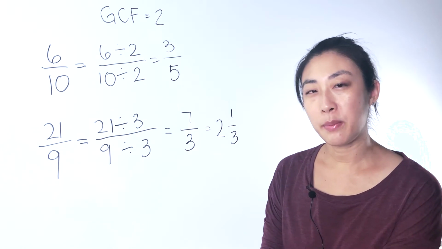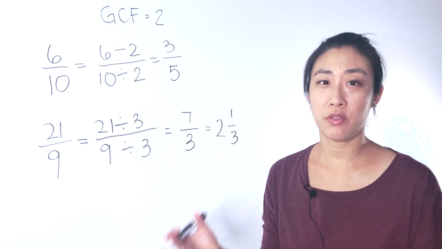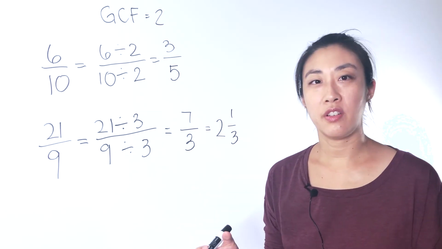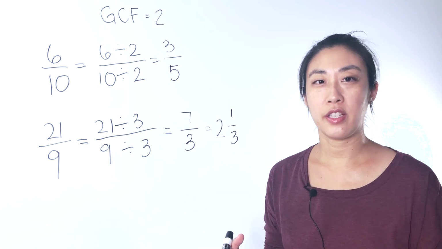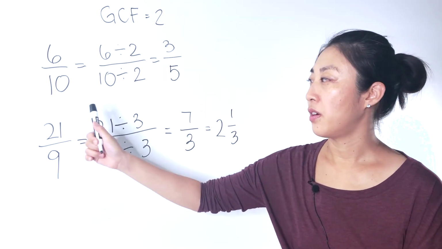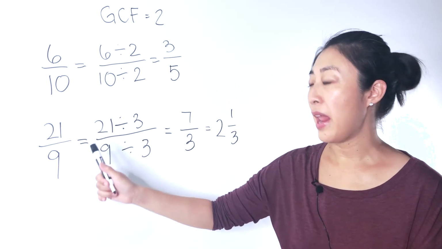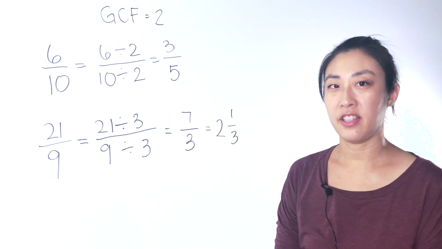So hopefully you're able to understand how to simplify fractions. Just to review, remember you need to understand how to find the greatest common factor. And once you find the greatest common factor, you divide the numerator and the denominator by that number. And that's how you find your answer.